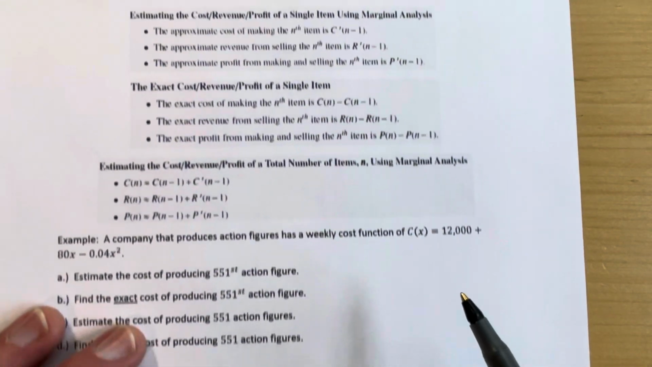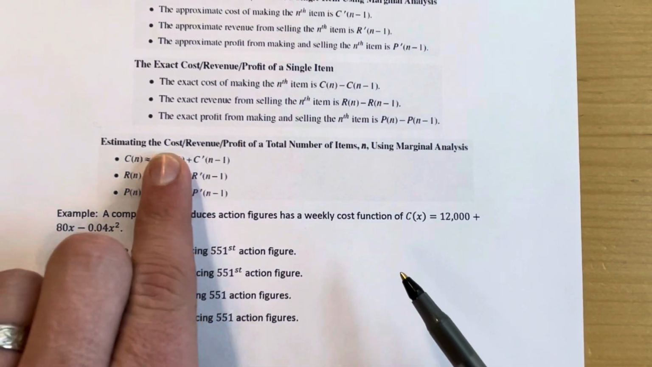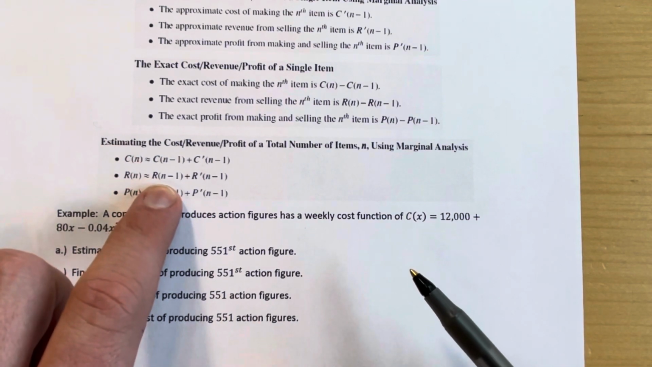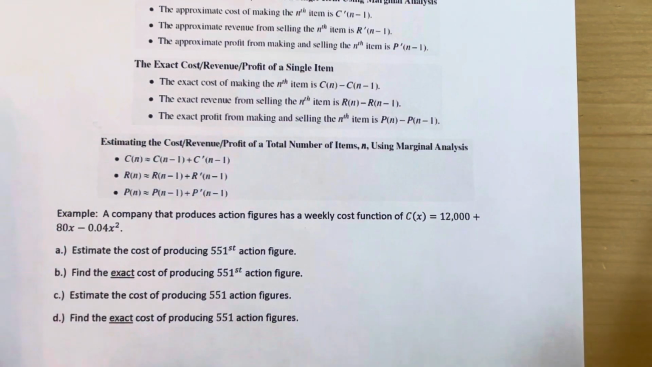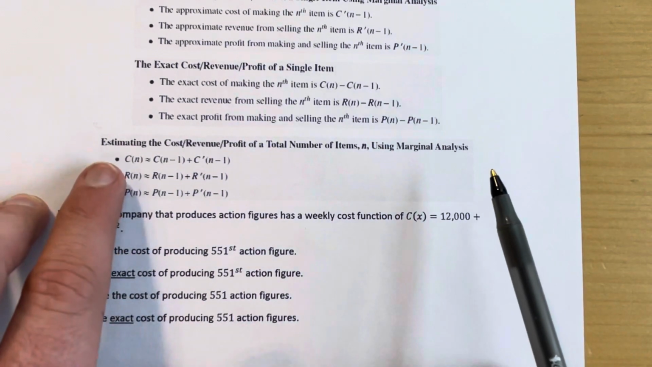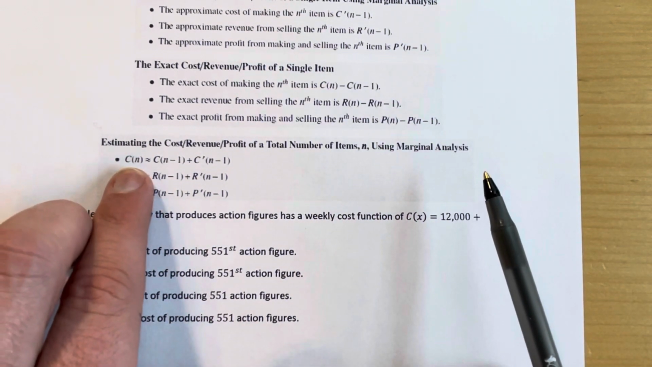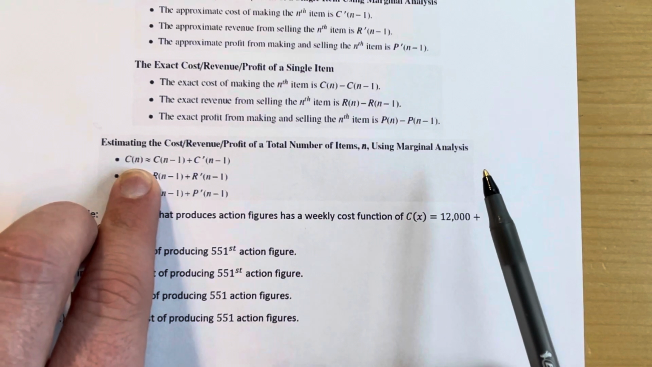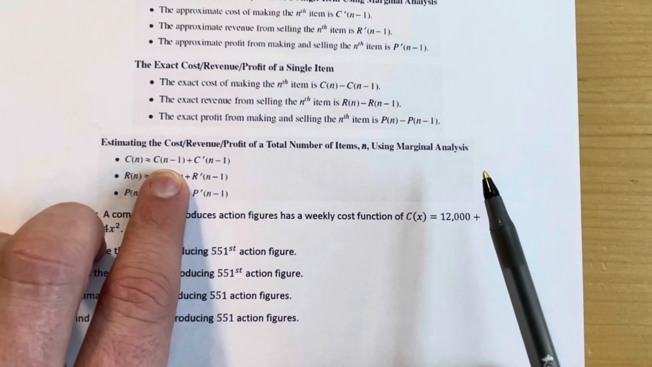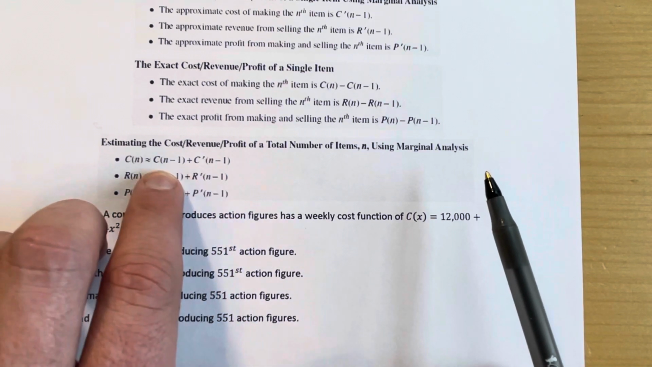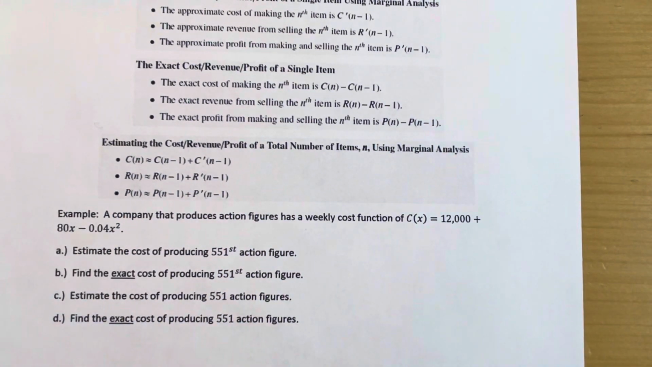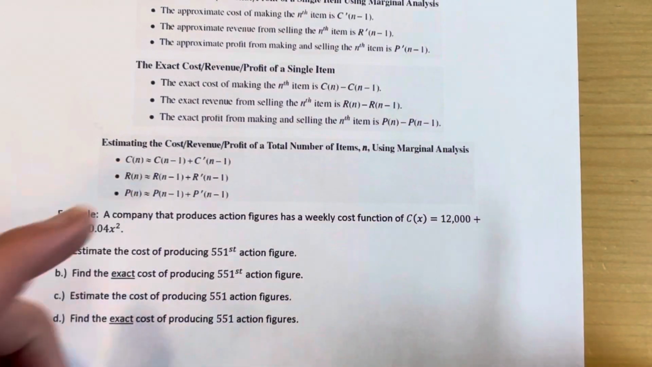Okay, and then finally, we showed this middle one for revenue, but if we want to estimate the cost or revenue or profit of a total number of items using marginal analysis, then for example, if we want to find the cost of the first n items, it's the cost of the first n minus 1 items plus the derivative of your cost function at n minus 1. And again, these are approximations. It's not saying that these are exactly the same, but they give good approximations.